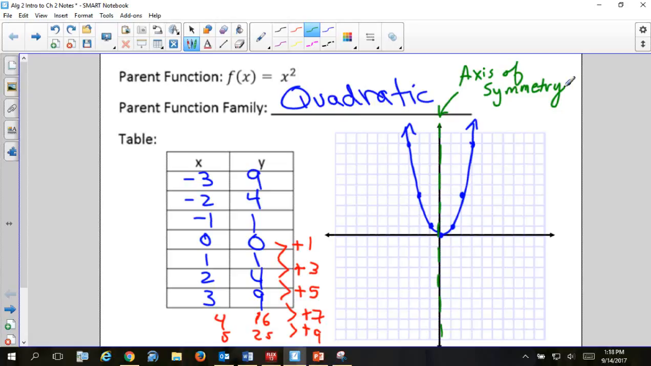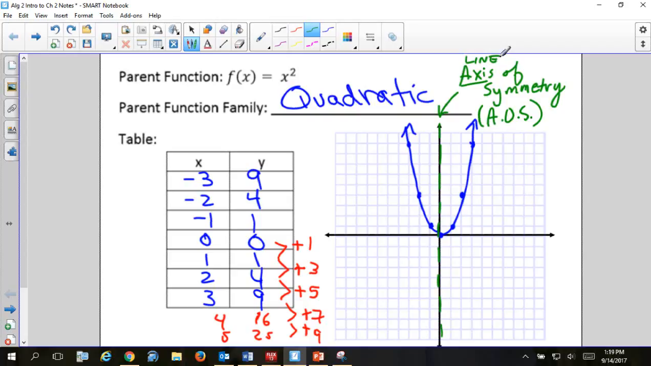That line is called the axis of symmetry, and I will probably at some point abbreviate it AOS, because axis of symmetry is a lot. But that's what it stands for, the axis of symmetry. It's that line that is right in the middle of the parabola, right in the middle of that quadratic. That axis of symmetry, for any of them, is a line. It's a line of symmetry.